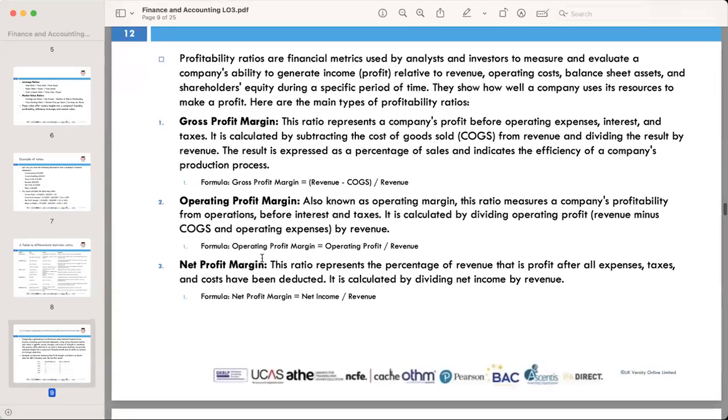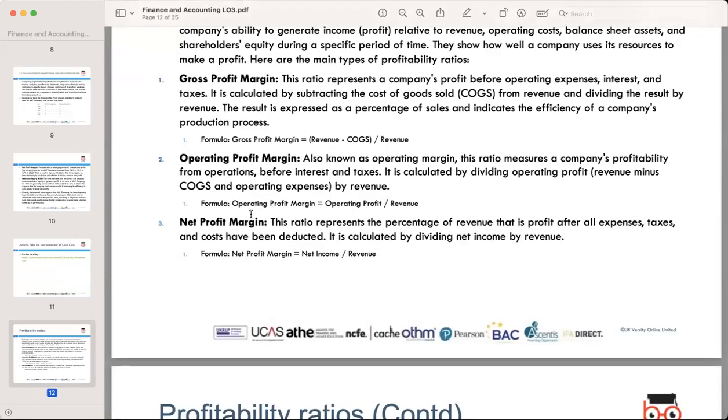So the formula is operating profit margin is equal to operating profit over revenue. So then, can anybody tell me what is operating profit margin? Okay.